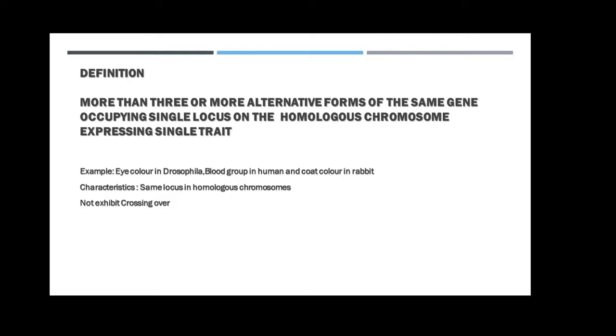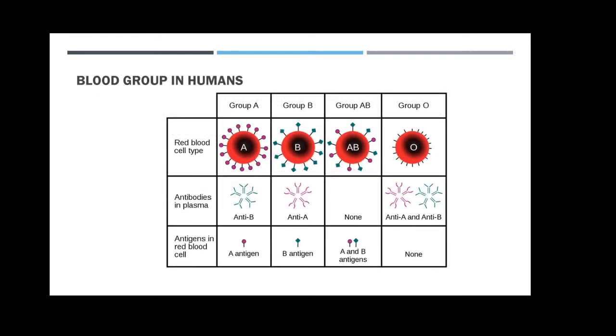We know the characteristics of multiple alleles: they occupy the same locus in the homologous chromosome and they will not exhibit crossing over. An example of multiple alleles is blood groups in human. We already studied the codominant behavior in which both the dominant genes are expressing together, and an example for that is the AB blood group.